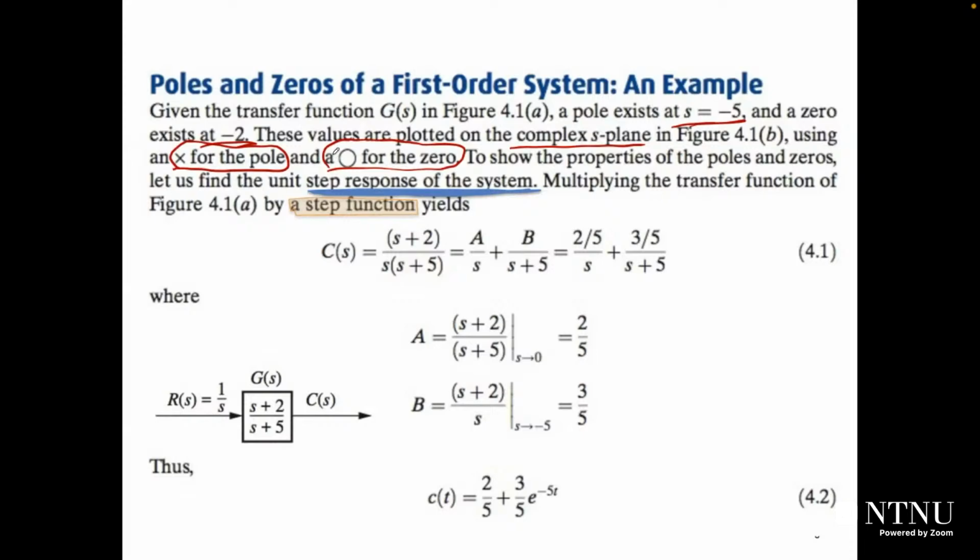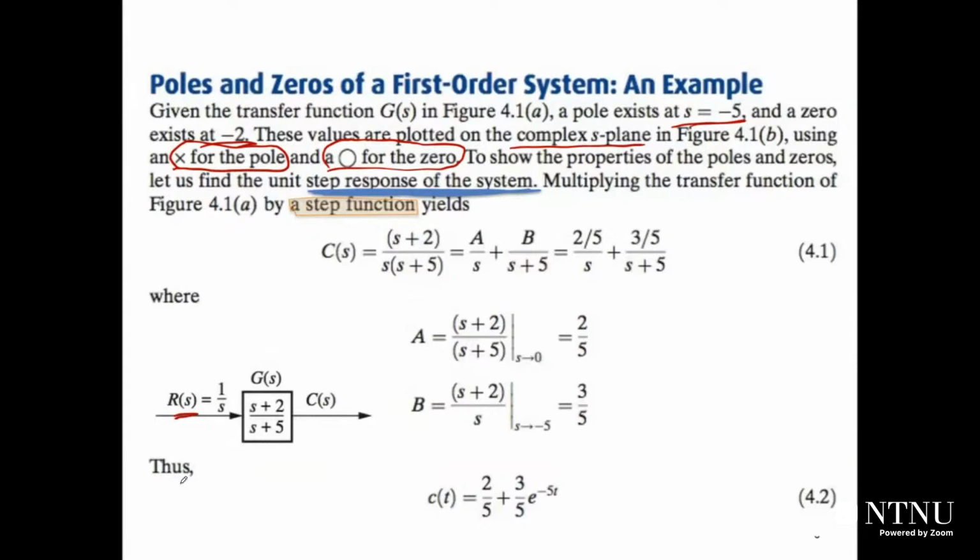Let us find the unit step response of the system. Multiply the transfer function by the step function. This is my system G of S, and this is the block diagram representing it, and we need to check the output for a step input. Now we have G of S, which is S plus 2 divided by S plus 5. The input is R of S and the output is C of S.